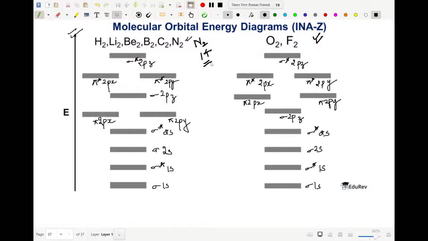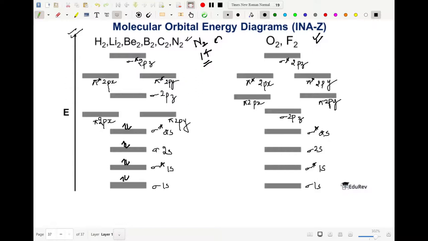So if I start filling 14 electrons in this order, I will have 1, 2, 3, 4, 5, 6, 7, 8 electrons filled. Now I have to remember that electrons are always filled according to three rules, which are Hund's rule, the Aufbau principle and Pauli's exclusion principle. So I have to start from the very low energy molecular orbital and then go towards higher.